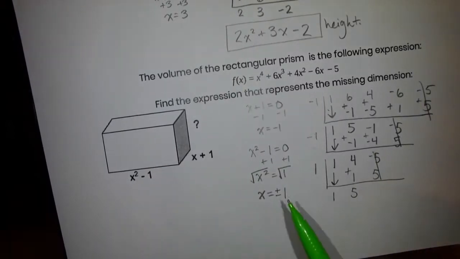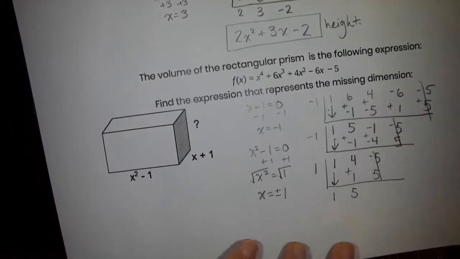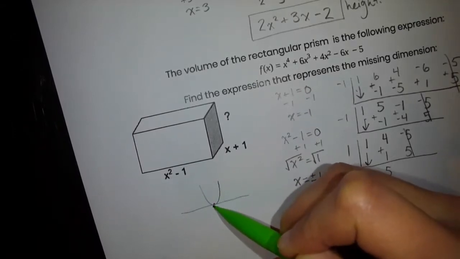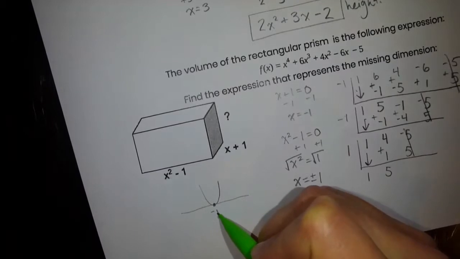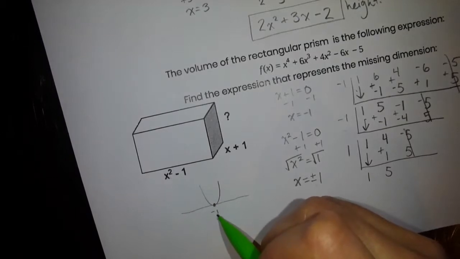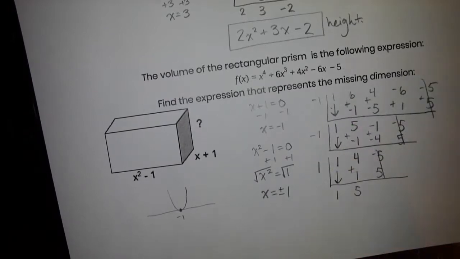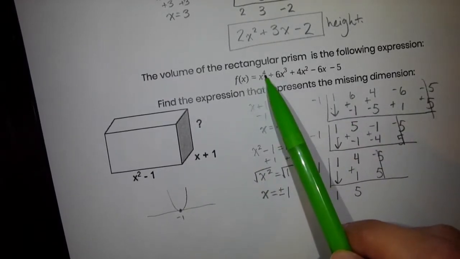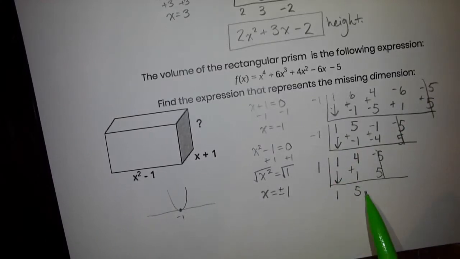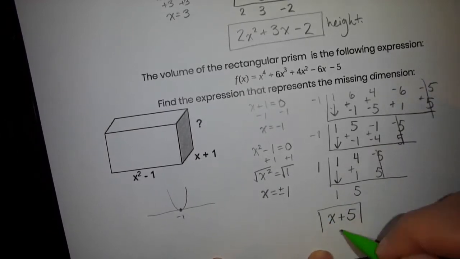Since we used -1 twice, that means there's a double root at -1. If you recall, when we talk about double roots, that means the curve just touches the graph at -1. Whether that opens up or down depends, but having a double root at -1 means that the curve touches there, and that's why we have to do it twice with the synthetic division. We have x to the 4th in the original, which means this result would have been x to the 3rd, this would be x squared, and then this would just be x. So our answer would be x plus 5.